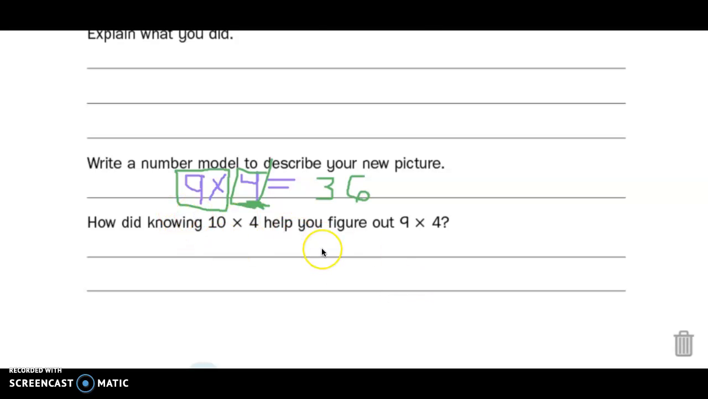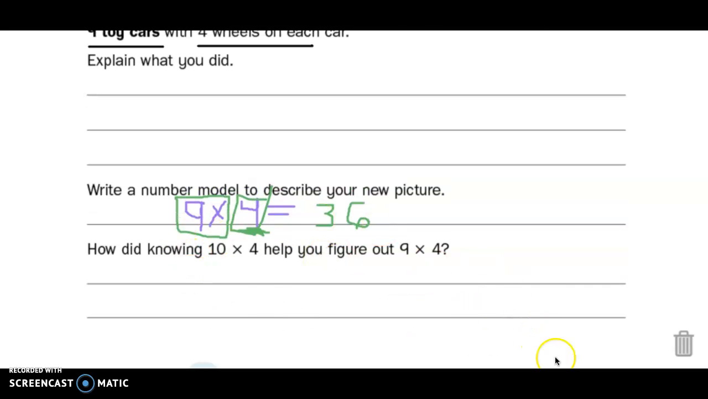How did knowing 10 times 4 help you figure out 9 times 4? Go ahead and solve this one. Put me on pause. When you have this all completed, head on over to the next journal page.